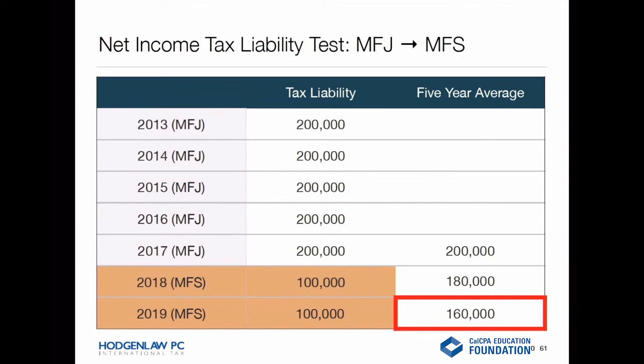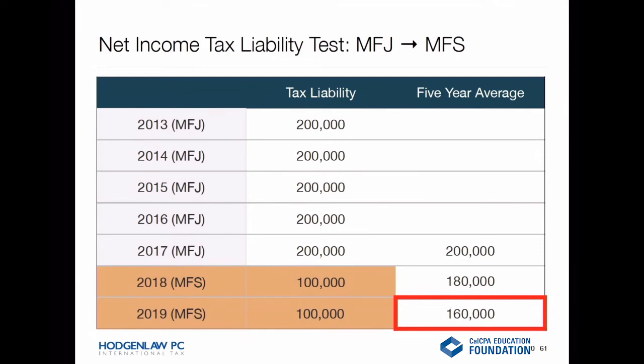$100,000. So for the filing jointly years, you had to use the combined number because you're not allowed to divide it in half. But as soon as you start filing separately, again, you use the whole number, but it's not a number that's computed from combined income from two people. So in 2018, your individual tax liability is $100,000. And so we look at the 5-year period starting in 2014. We have 4 years of 200,000, a year of 100,000, and that gives us the 5-year average of 180,000.